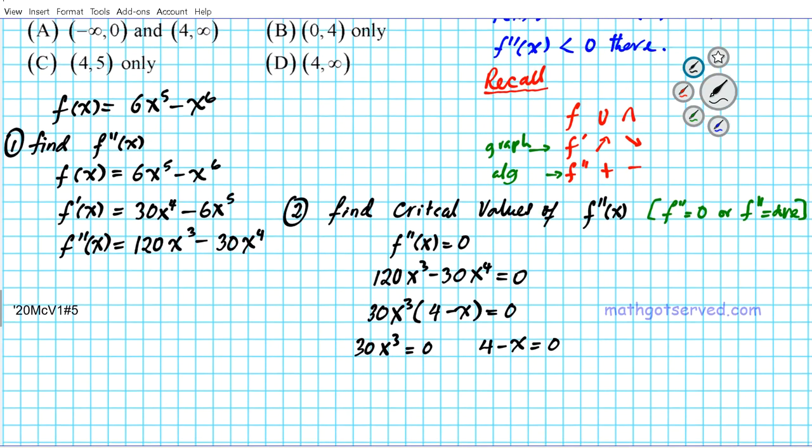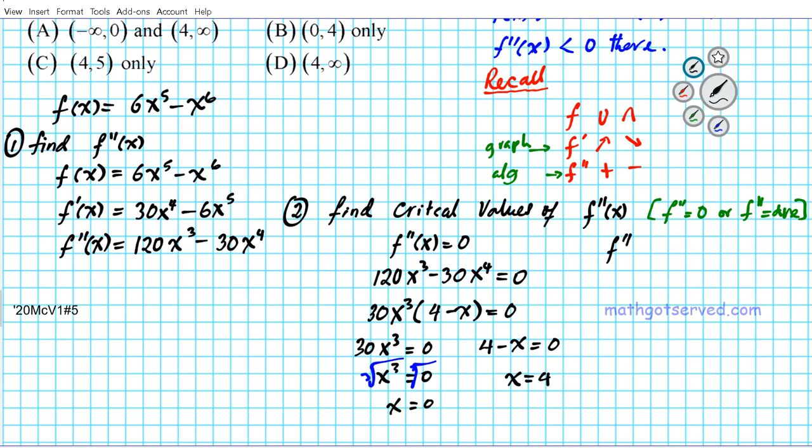If we solve the first one, just divide both sides by 30 and you have x to the 3rd equals 0. Take the cube root of that, and you have x equals 0. Your first critical value is x equals 0. And then for this one, just add x to both sides. x equals 4 is your second critical value.